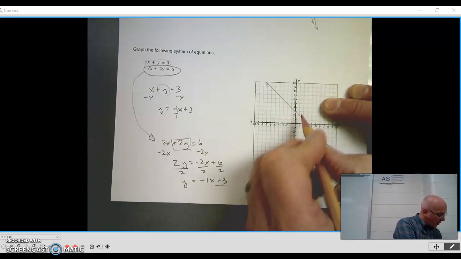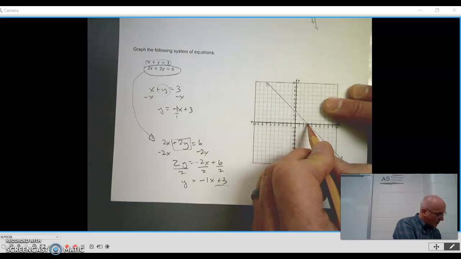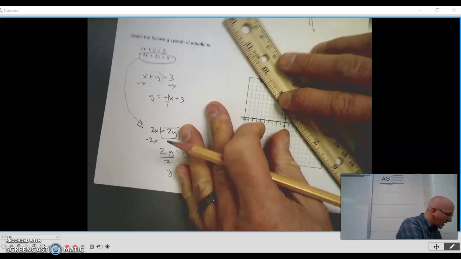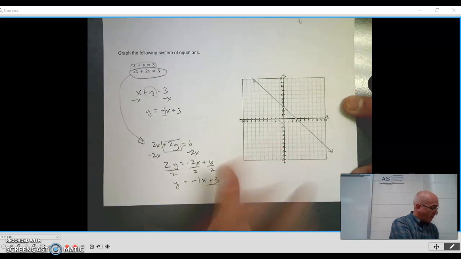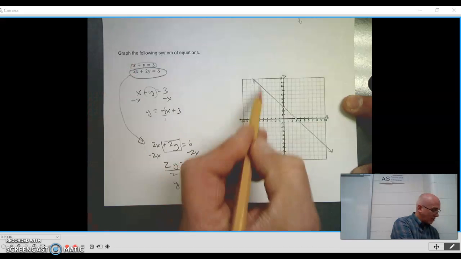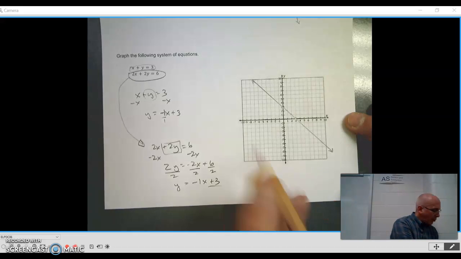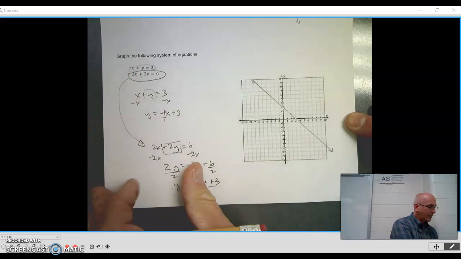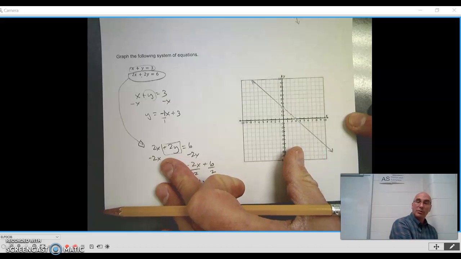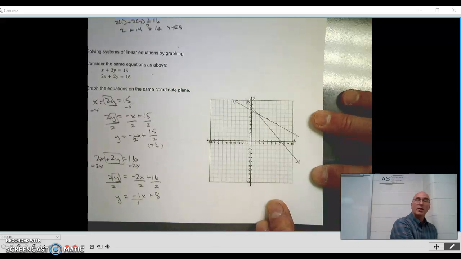So 3 is our y-intercept. And we go down 1 over 1, down 1 over 1, down 1. Oh, look at that. That is the same line. So when this happens, if when you graph both of these equations, it turns out to be the same line, this means it has infinite solutions. Any point on this line will solve both of these equations. So this last equation, we have multiple solutions. This one has no solutions, and this one has one solution. Now we'll go practice.